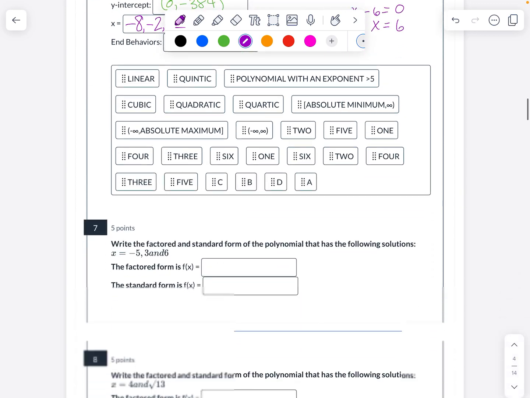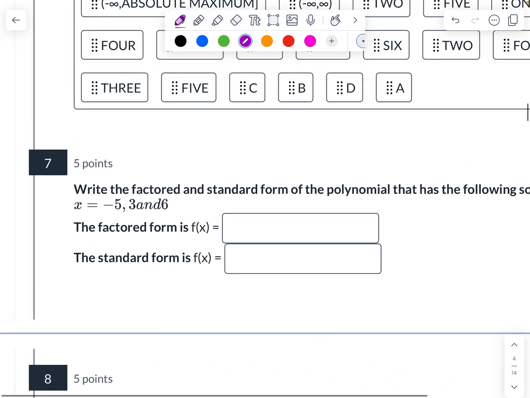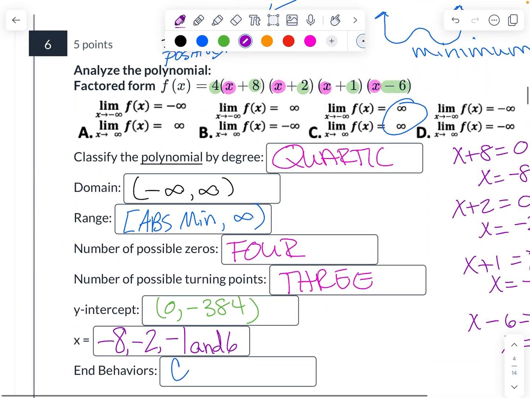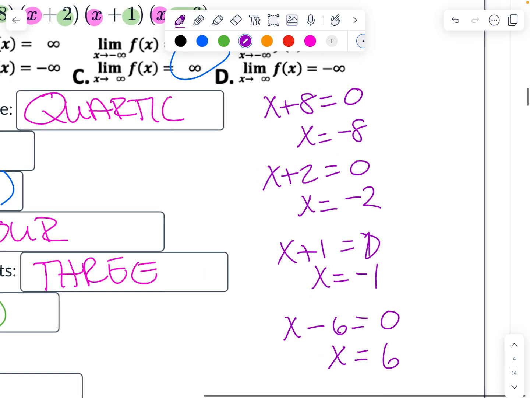All right, moving on. Okay, these questions are undoing these questions. Specifically, this right here. If I were to tell you that I knew an answer was negative 8, you would tell me that you knew a factor would have to be x plus 8. If I told you I knew an answer was negative 2, you would tell me that you knew a factor would be x plus 2.